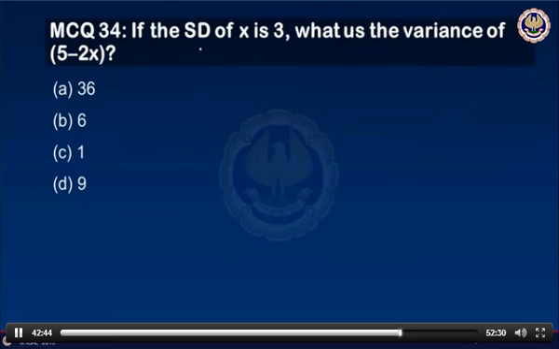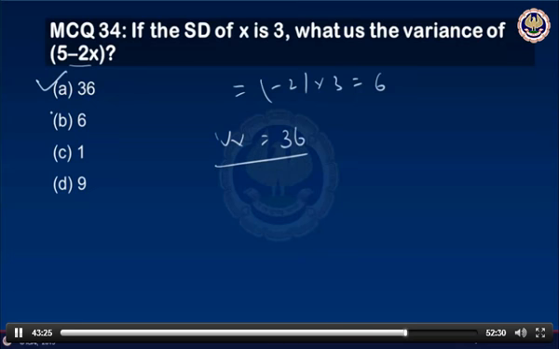MCQ 34. If the SD of x is 3, what is the variance of 5 minus 2x? In a similar way, here also the variance is affected by the scale value. Now minus 2 into 3, which is equal to 6, is the SD. Now we have to find the variance, so 6 square, that is 36, is the right answer.